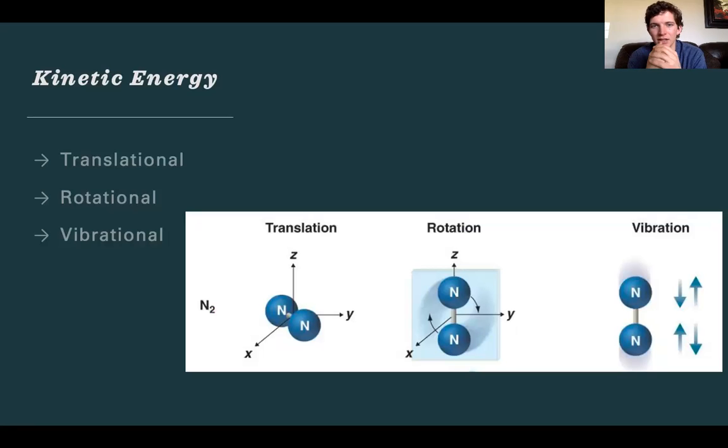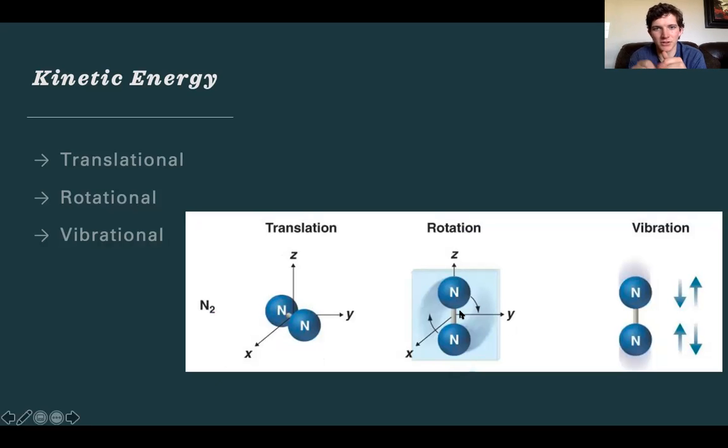Kinetic energy is the energy of motion. So whenever something is moving, it has kinetic energy. And that can be described in three ways. Translational. So here we have a molecule of N2. It can move along any of the three axes. And that's translational when it's moving or sliding.